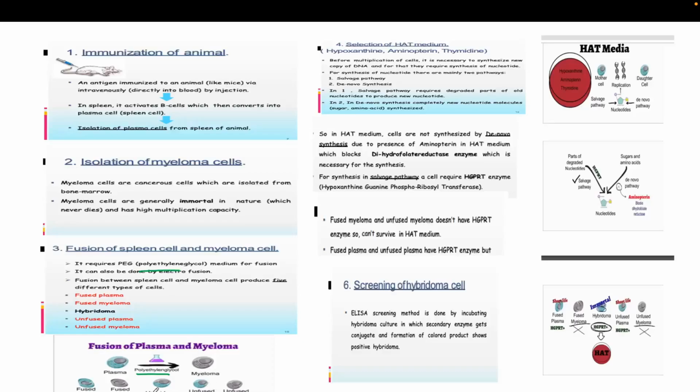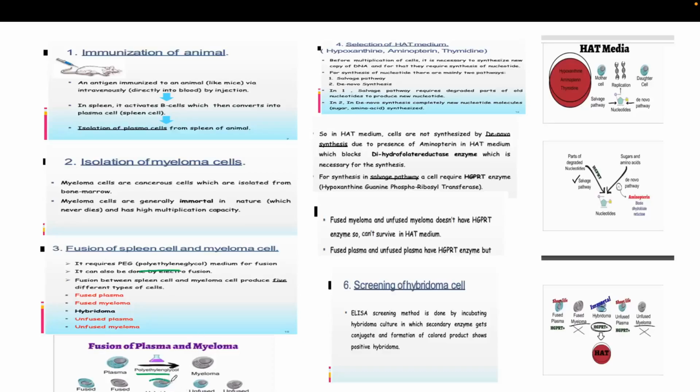The fourth one is that some plasma cells can't fuse, so they will not fuse and will remain as unfused plasma. Likewise, some myeloma cells also will not fuse, so they remain as unfused myeloma. Okay, so there are five possibilities: two fused, two unfused, and one hybrid cell.